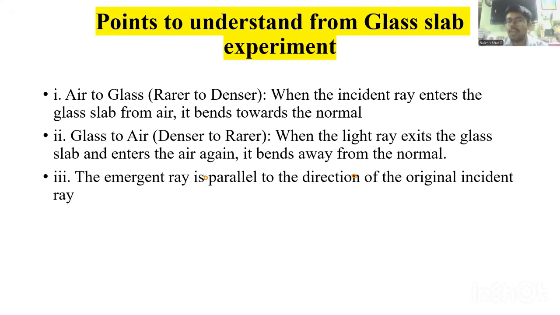Next points, remember whatever I said. Rarer to denser, it will go towards the normal. From glass to air, denser to rarer, it goes away from the normal. These are the same points I explained, I just put them briefly. Important points to remember from this activity.